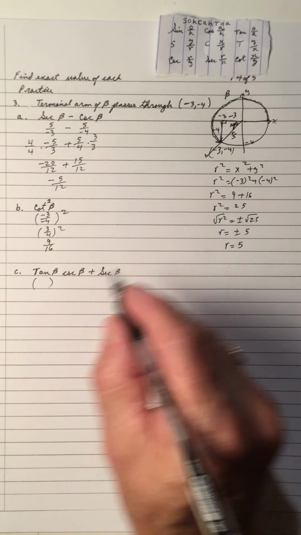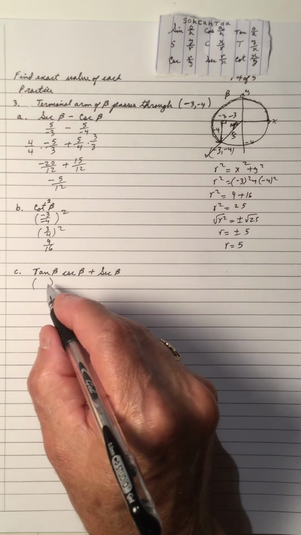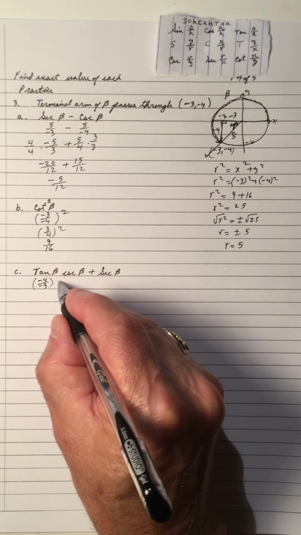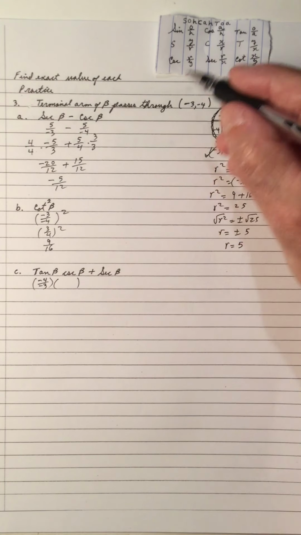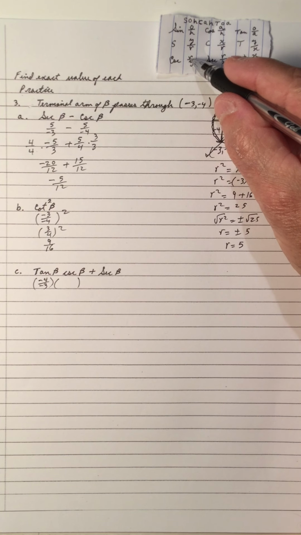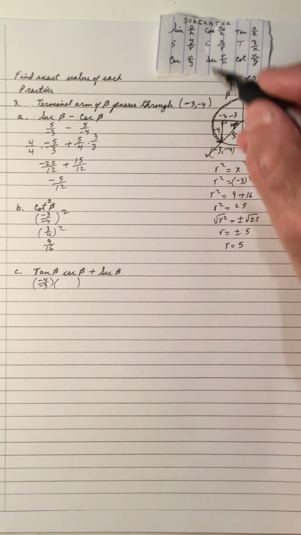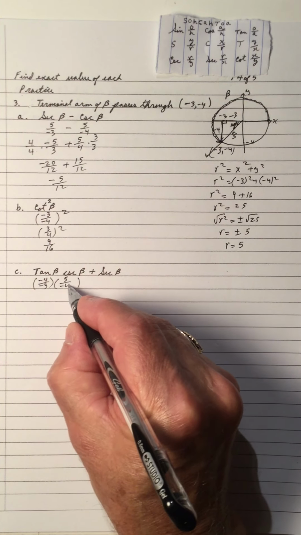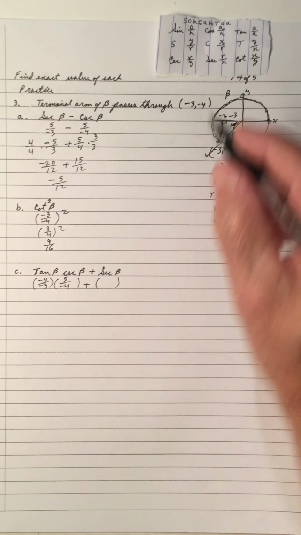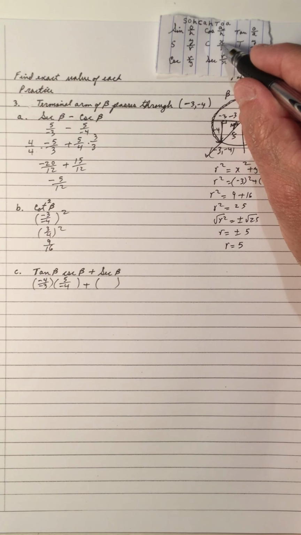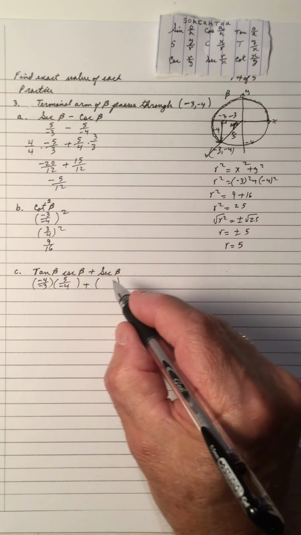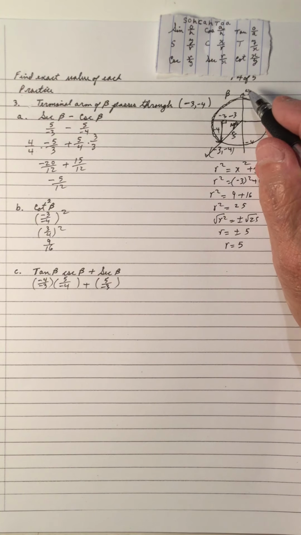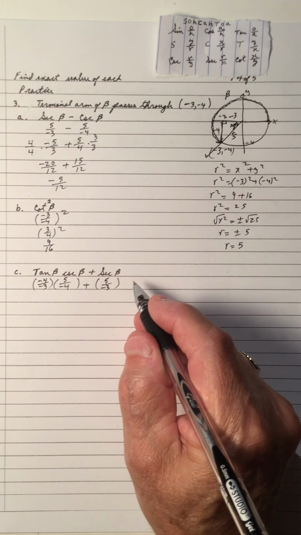And tan is the y over the x. So tan is the y, which is a -4 over the x, which is -3. Cosecant is the reciprocal of sine, so it's the r over the y. So it's 5 over the y, which is -4. And secant is the reciprocal of cos. Cos is x over r, so secant is r over x. So that's 5 over -3. 5 over -3, and we take our time.